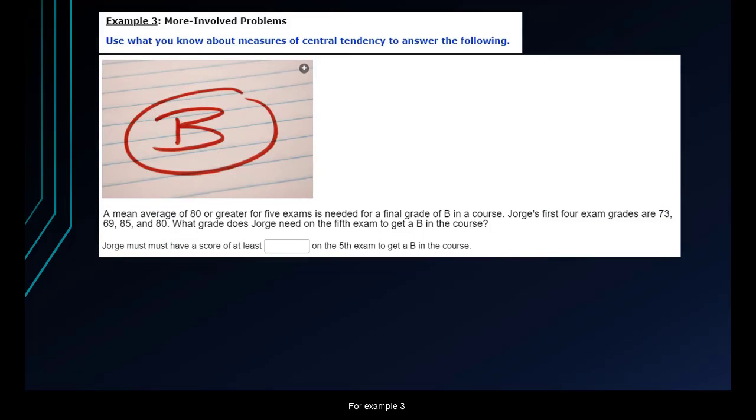So, for example 3, a mean average of 80 or greater for 5 exams is needed for a final grade of B in the course.